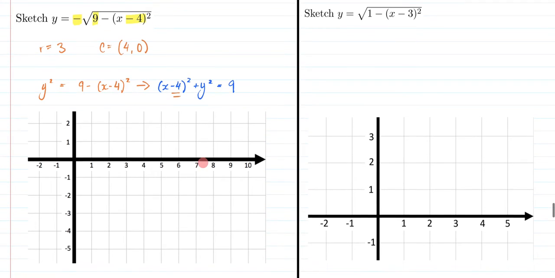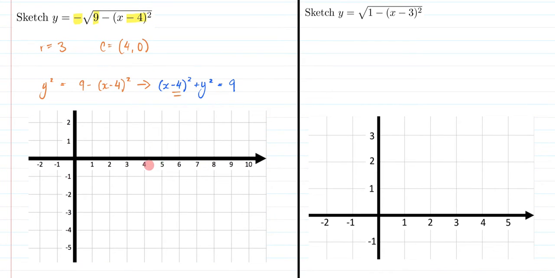I then would come here and plot that. So my center is (4, 0). (4, 0) is there. My radius is 3, so I'm going to go 3 this way to get to (7, 0). Then I'm going to go 3 this way: 1, 2, 3. Yep, that's right. (1, 0). And then I'm going to go 3 down: 1, 2, 3 down, which will be (4, -3). Then I would connect up my points. Again, in a test yours would look better than this, but that's basically what you're dealing with.